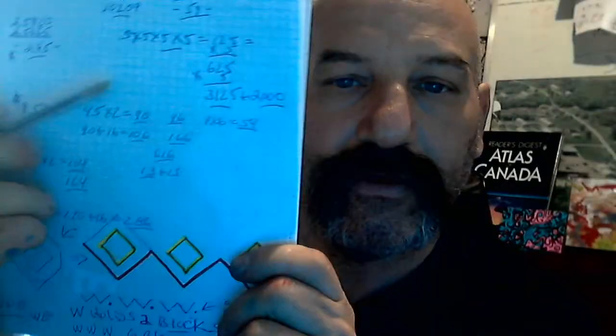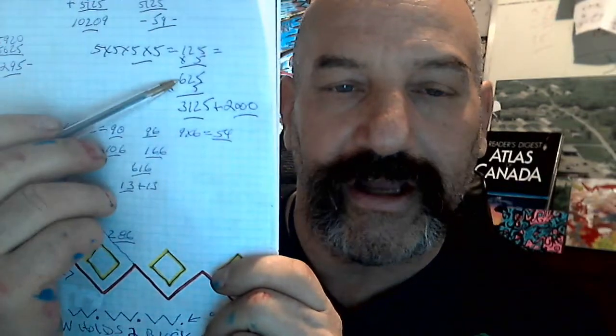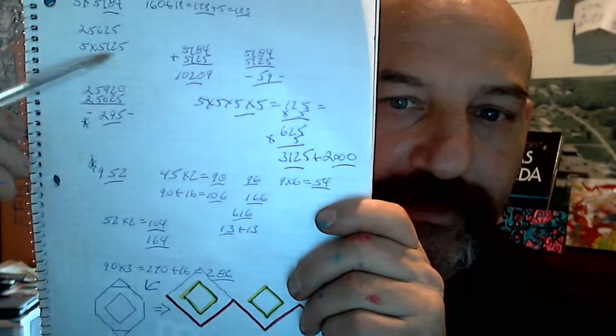5 times 5 times 5. Yes, 1 minute. Times 5, 25 equals 125, times 5 equals 625, times 5 equals 3125, plus 2000. This is the other way to get this, by multiplying it by 4, bringing the in-between number. But this we add on to this because it brings it into the area count right here, 5125.